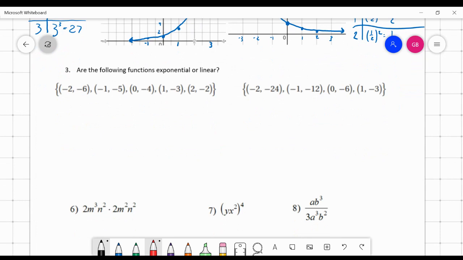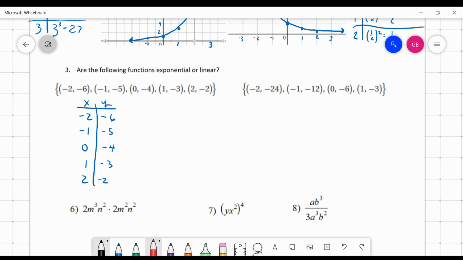Okay, number 3, are the following functions exponential or linear? To check this, I'm going to move all these points into a table so I can analyze the pattern. So -2, -6, -1, -5, 0, -4, 1, -3, and 2, -2.